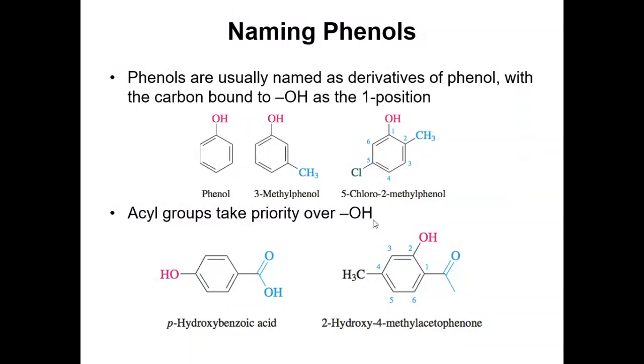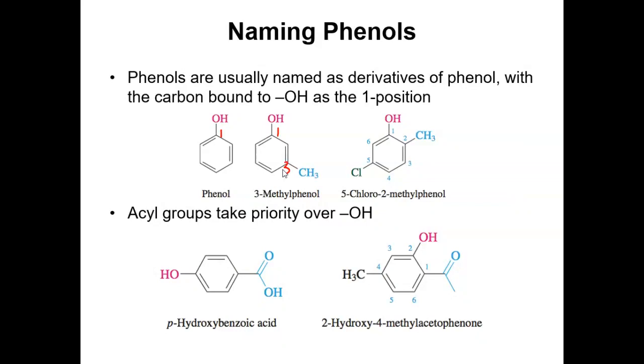Phenols usually are named as derivatives of phenol, with the carbon bound to the OH at the 1 position. So this is carbon 1. The first one is called phenol. The second one is called 3-methylphenol. And the third one is called 5-chloro-2-methylphenol.